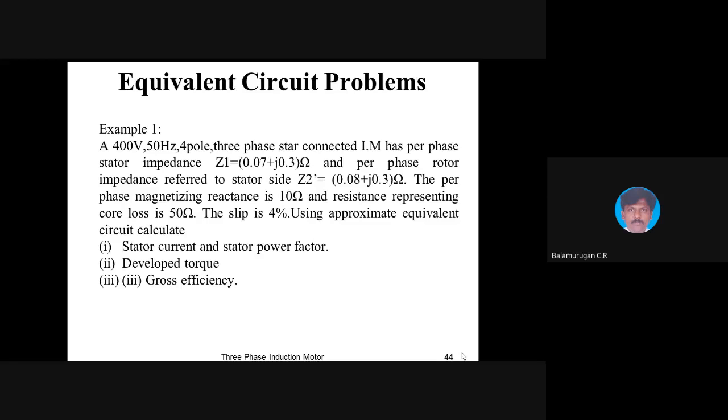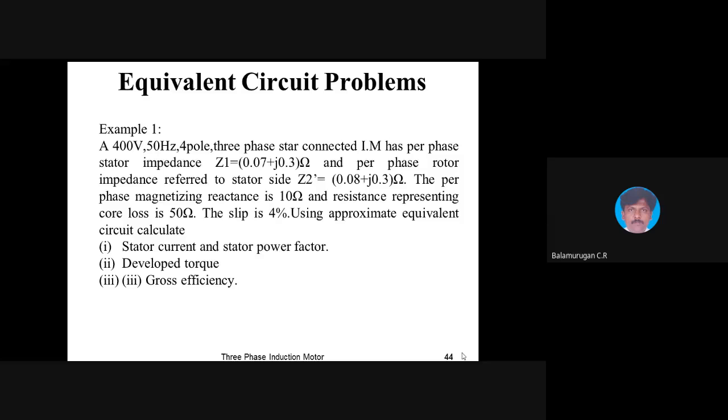So you know the power factor equal to cos phi. So substitute minus 26.3, and you will get 0.89 lag. So this is as per the first subdivision. So stator current and stator power. And then we'll move to the second subdivision.